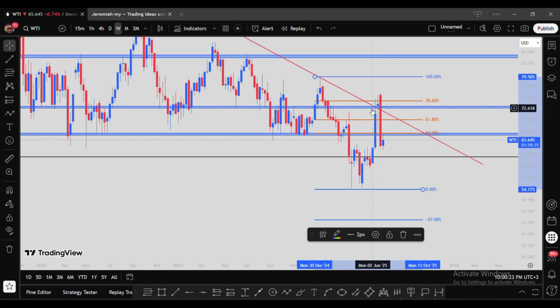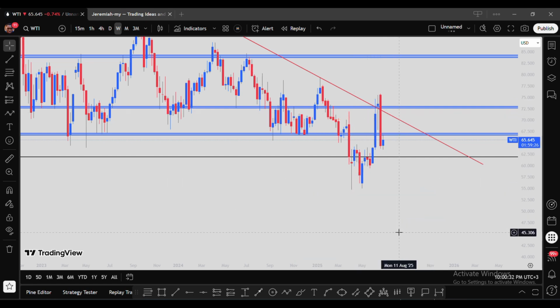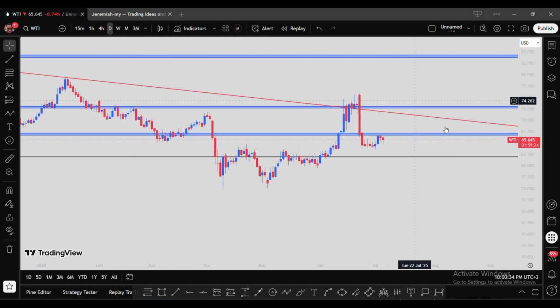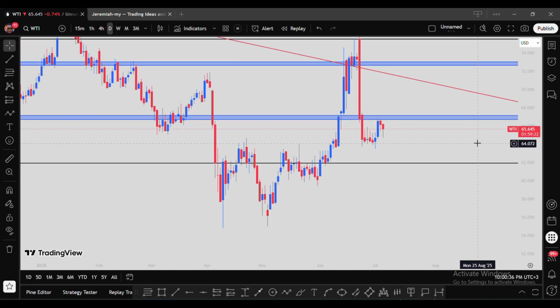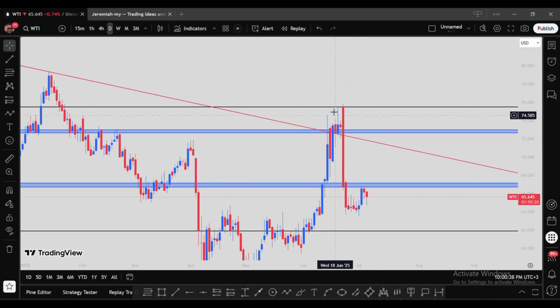So I was expecting price to get rejected from this level, from the Fibonacci level, and also from this trend line level for me to start looking for a selling opportunity. But I did not get an entry on this trade. I did not get an entry on crude at the time because price just got here, manipulated this level, and then dropped to the downside.